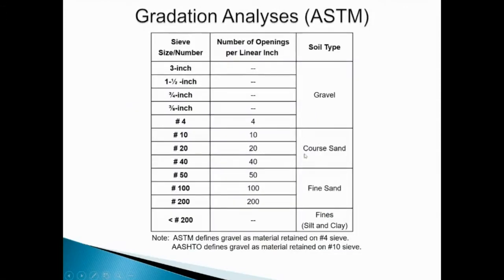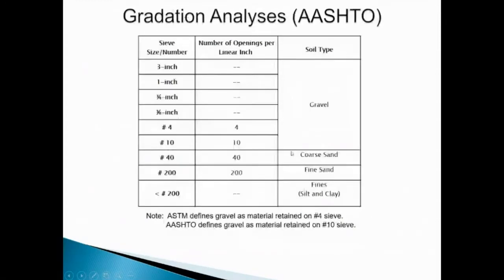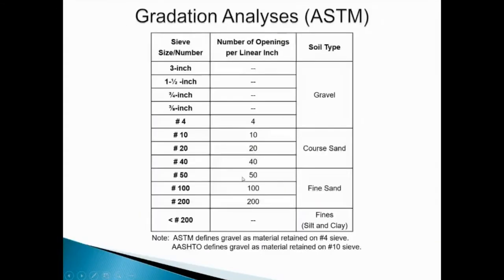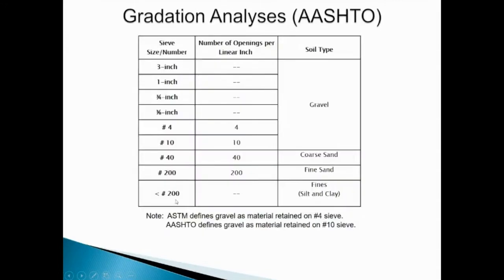ASTM has more divisions in their coarse and fine sand fractions than AASHTO does. With AASHTO, we only care about that which is retained on the 40 sieve, and our fine sand is that which is retained on the 200 sieve. ASTM has more sand fraction divisions. Both ASTM and AASHTO will define our percent fines, our silt and clay particles, as that which passes our number 200 sieve.